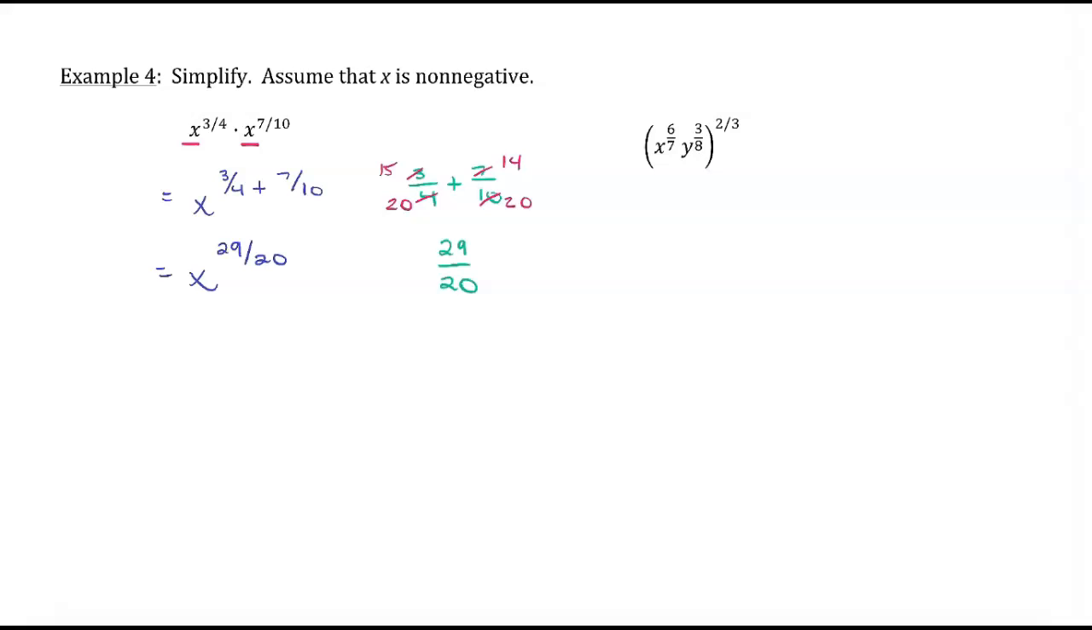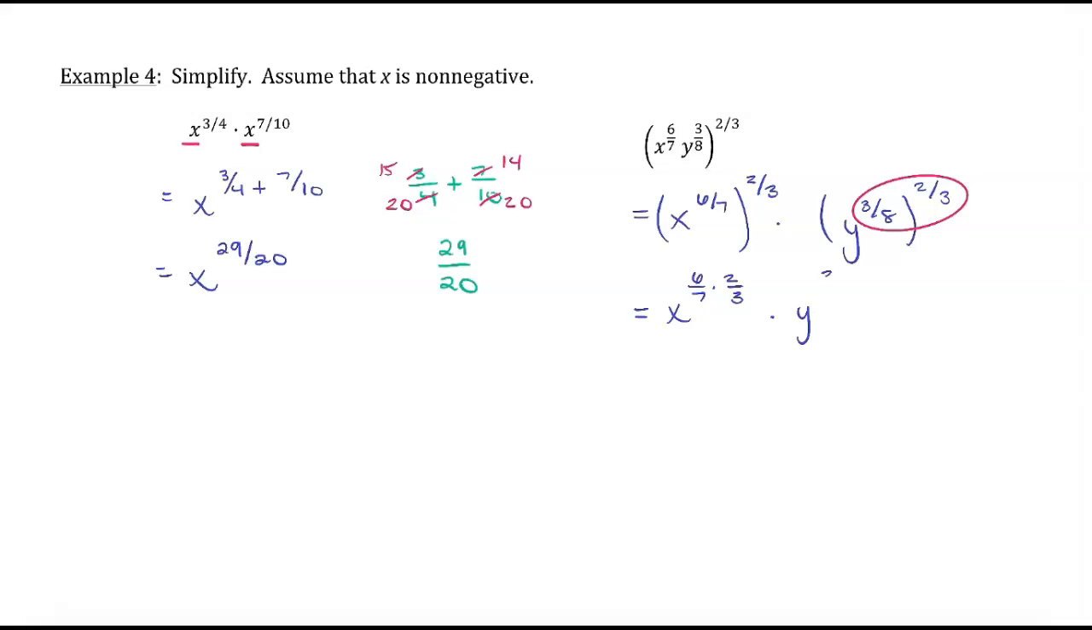Now let's simplify this next expression. We can start by distributing the exponent of 2 over 3 to both our x and y variables. That is, x to the 6 over 7 to the 2/3 times y to the 3 over 8 to the 2/3. Using our rules of exponents, we know we can multiply these two exponents together. This becomes x raised to the exponent of 6 over 7 times 2 over 3. Similarly, we have y raised to the exponent of 3 over 8 times 2 over 3.